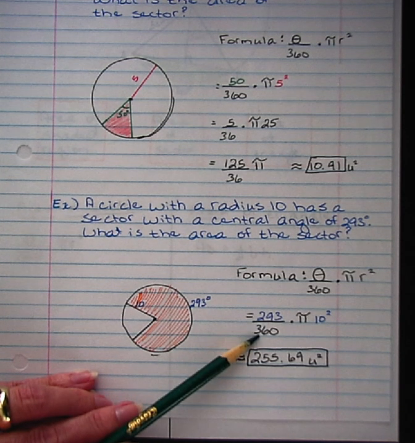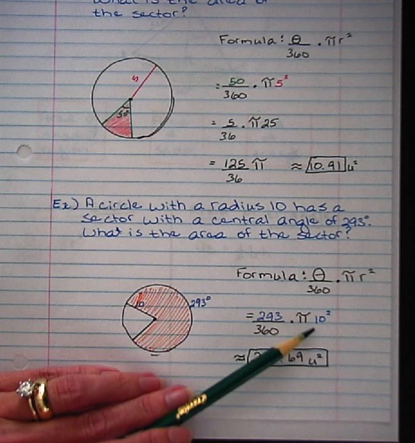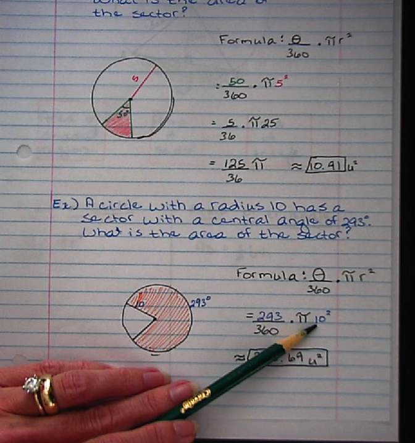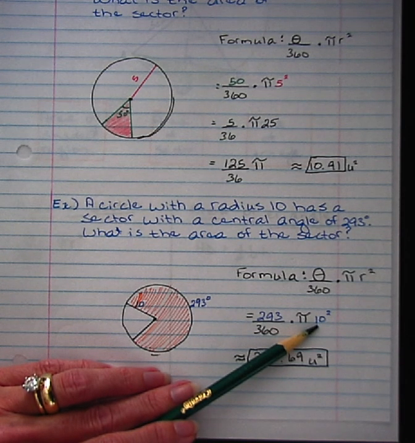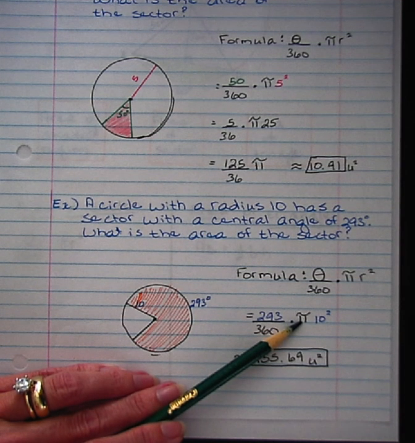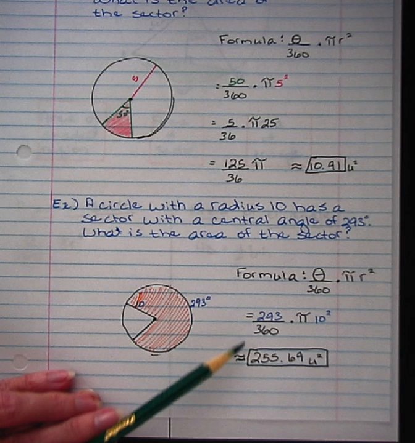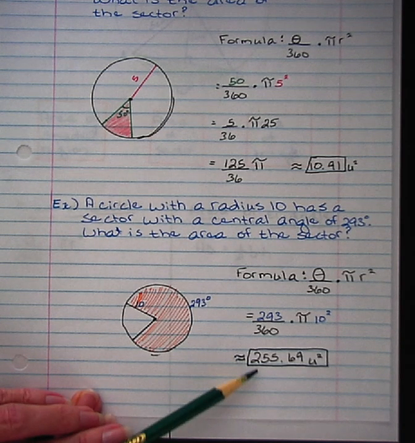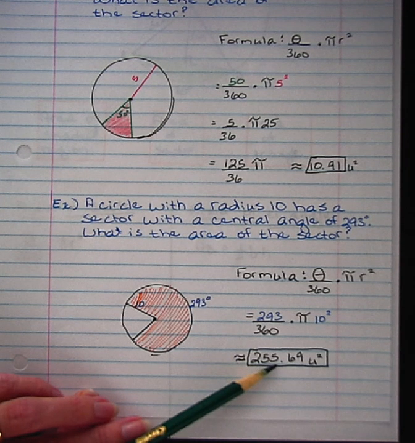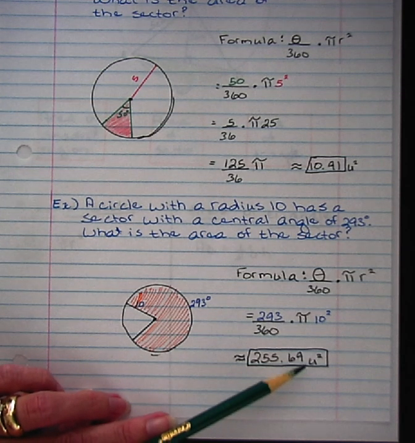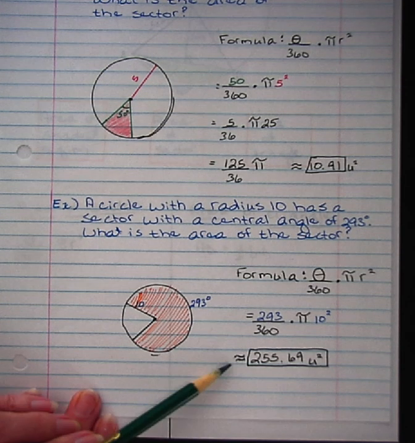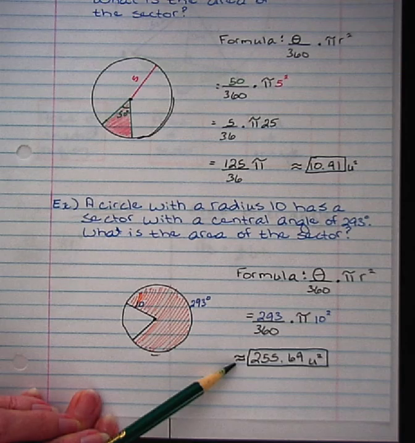293 divided by 360. Hit the enter button, and then I would probably just multiply what you get by 100, because 10 squared is 100. Hit enter, and then multiply that times pi. If you do that correctly, you should get approximately 255.69 units squared.